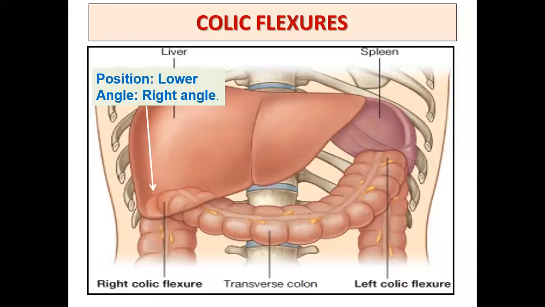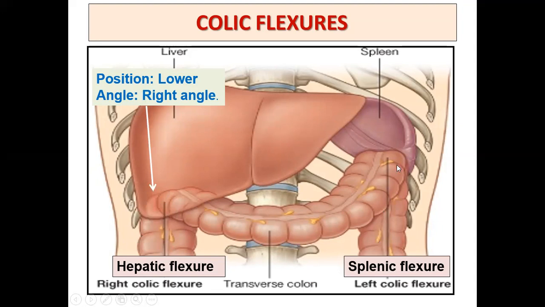Now coming to some important structures called colic flexures. Flexure means bending. The junction between the ascending colon and transverse colon is called the right colic flexure. It is also called the hepatic flexure because the liver is present here. Similarly, on the left side we have the left colic flexure, because it is in relation to the spleen, called the splenic flexure. So you don't have to write whether it is right or left; because of the relation you can say hepatic flexure here and splenic flexure here.